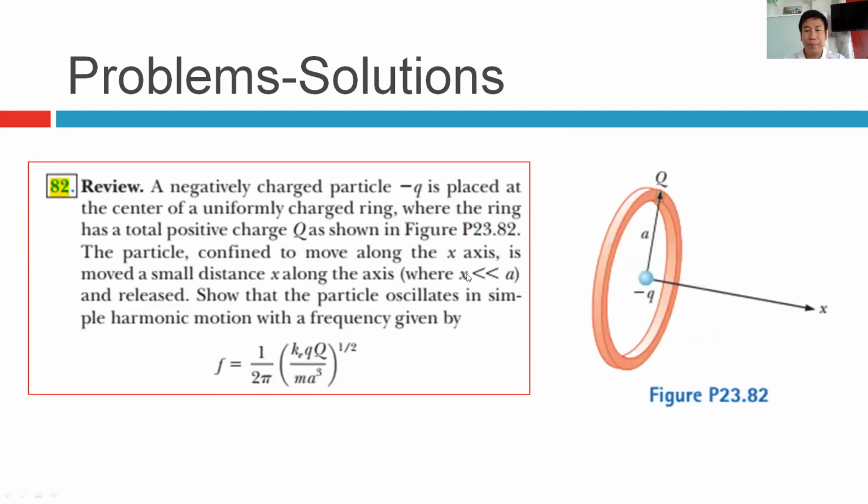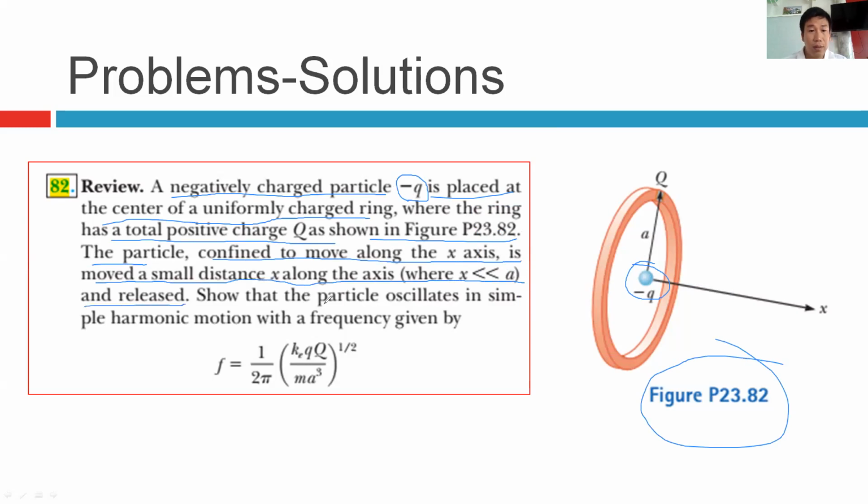How about this one? A ring. And what do they ask us to find? They have a negative charge particle, minus Q, placed at the center of a uniformly charged ring. The ring has a total positive charge Q, as shown. The particle is confined to move along the axis. It is moved a small distance along the axis and released, so that the particle oscillates in simple harmonic motion with a frequency.